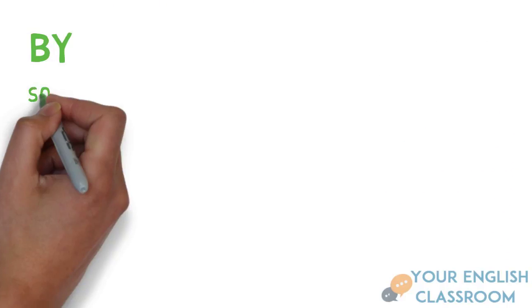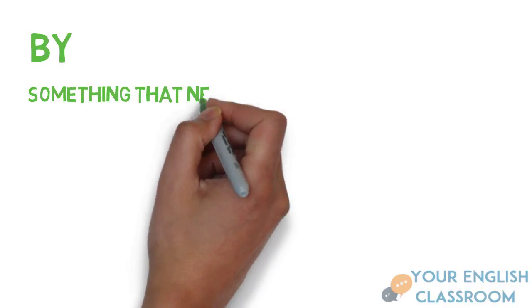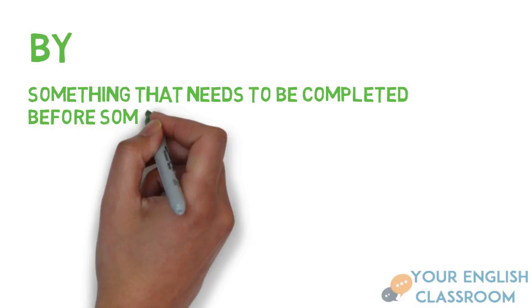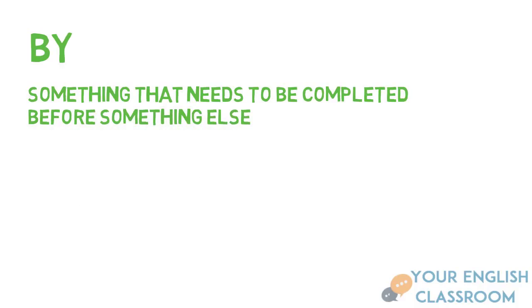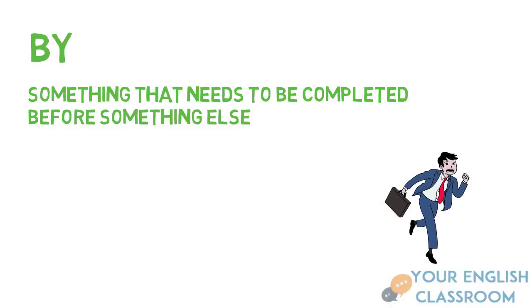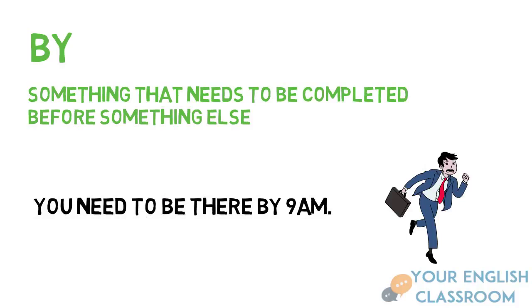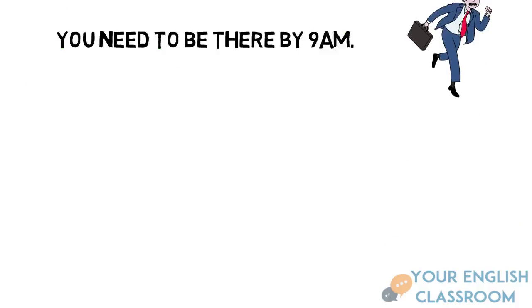Okay, the next preposition, by. Now, by is something that needs to be completed before something else. Okay, it needs to be completed before something else. So, you need to be somewhere. So, we would say you need to be there by 9 a.m. You have a deadline, 9 a.m.